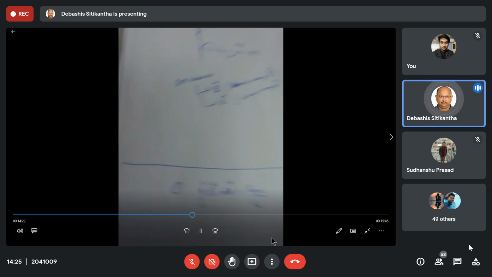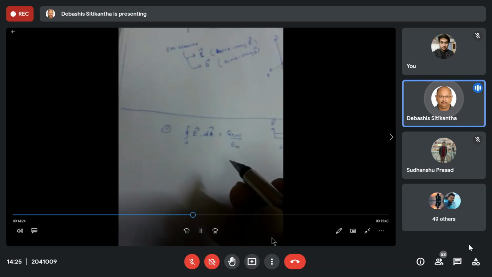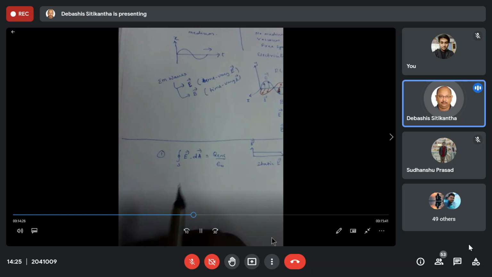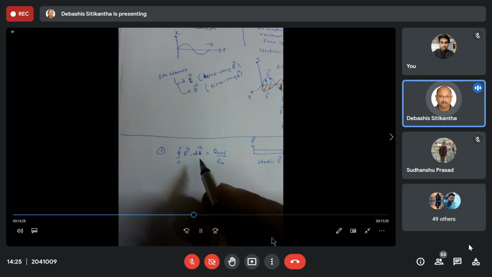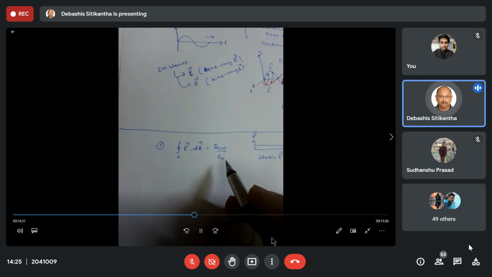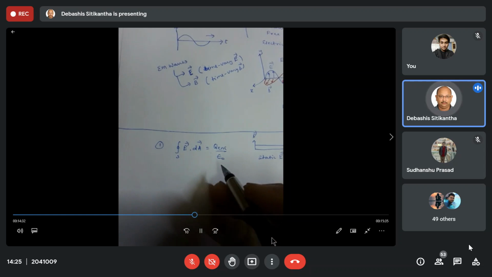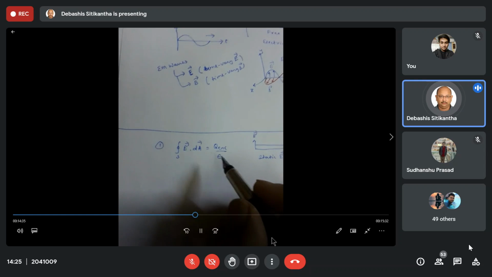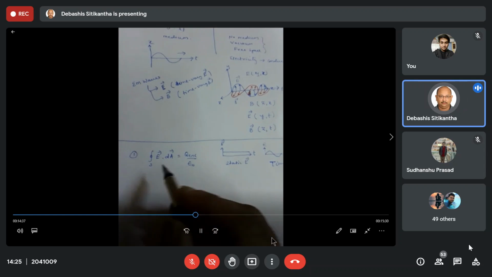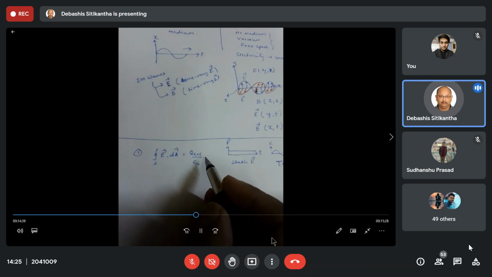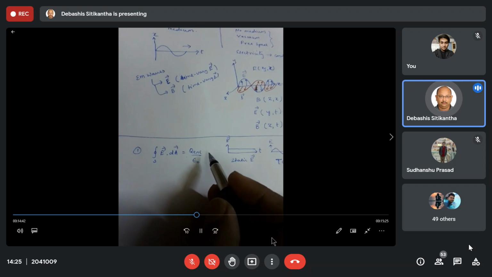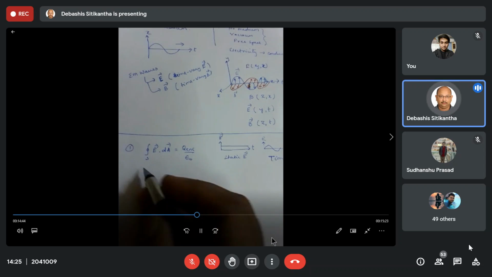So the first Maxwell's equation that we came across is the closed surface integral of E vector dot dS vector is equal to q enclosed by epsilon 0. So this is the first Gauss law, and this Gauss law is only applicable for static electric fields, and therefore only applicable to electrostatic fields.